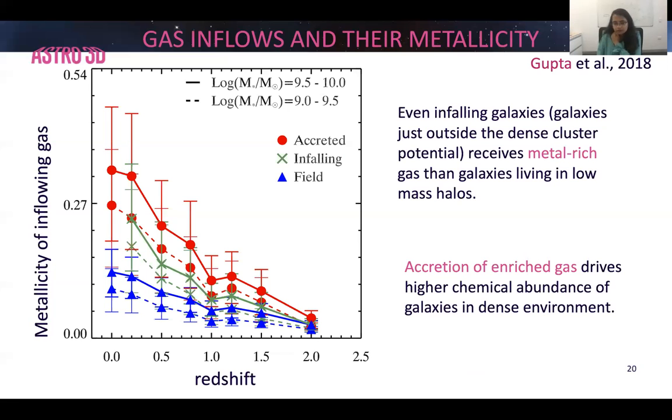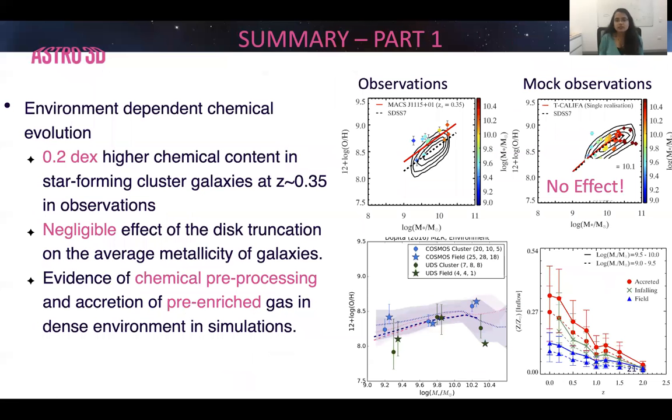So just to summarize this first part, what we have found is that we find a significant increase in the chemical content of star-forming galaxies, at least at the intermediate redshift of 0.35, and this increase in the metallicity of cluster galaxies is not an observational effect.